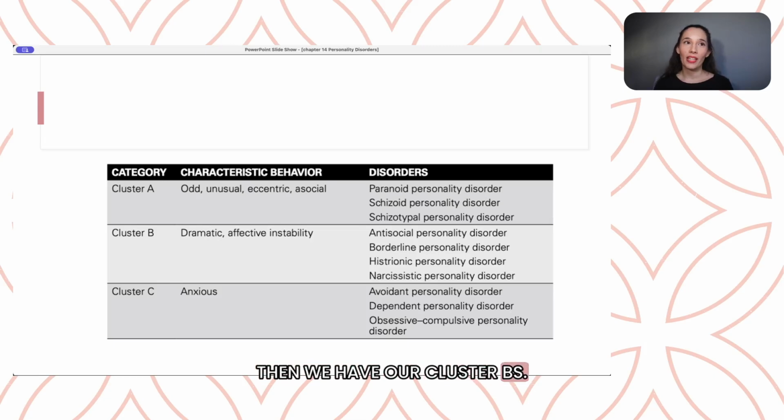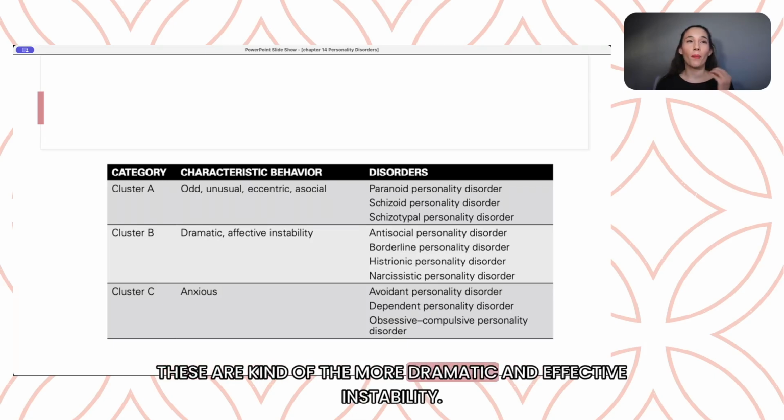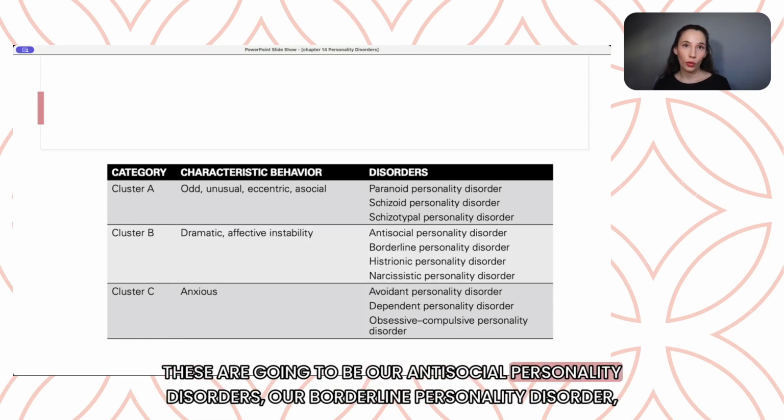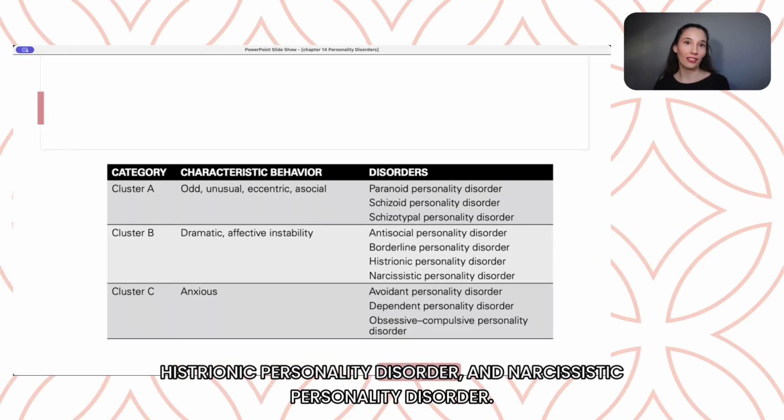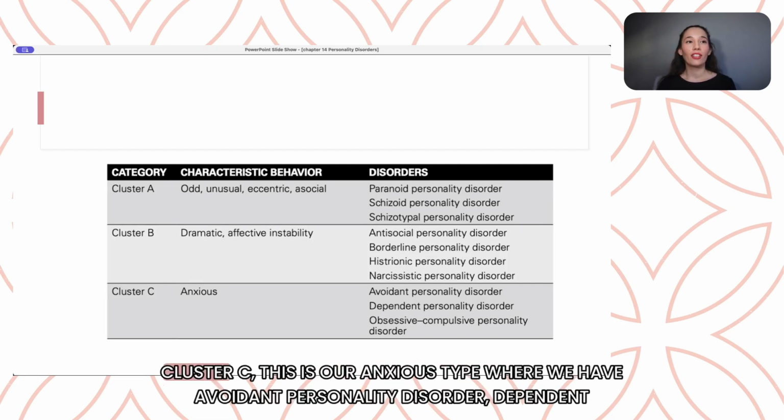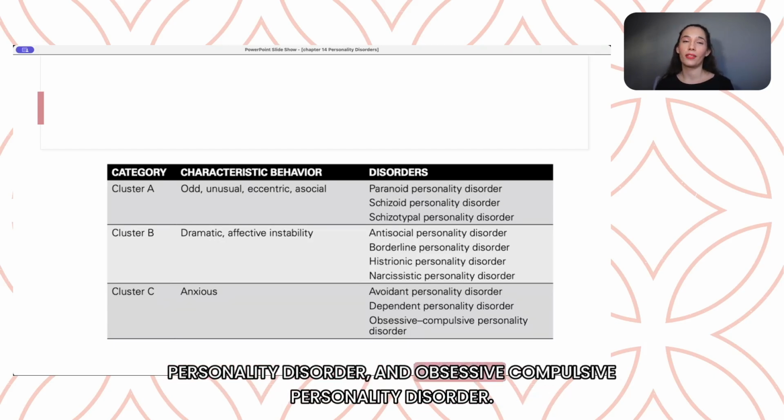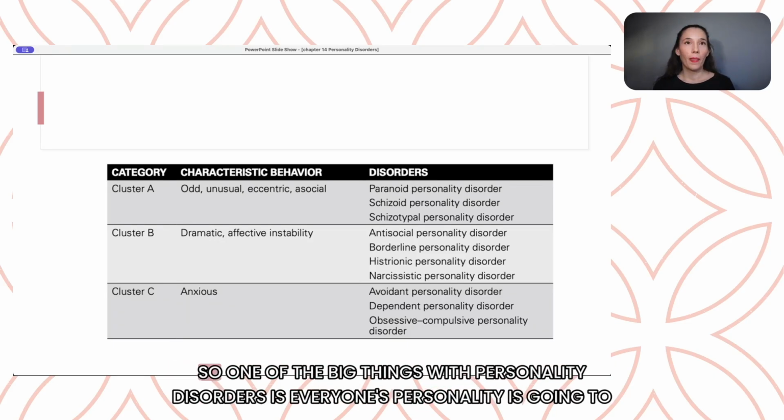Then we have our cluster Bs. These are the more dramatic, with affective instability. These are going to be antisocial personality disorder, borderline personality disorder, histrionic personality disorder, and narcissistic personality disorder. And then we have cluster C. This is our anxious type, where we have avoidant personality disorder, dependent personality disorder, and obsessive-compulsive personality disorder.